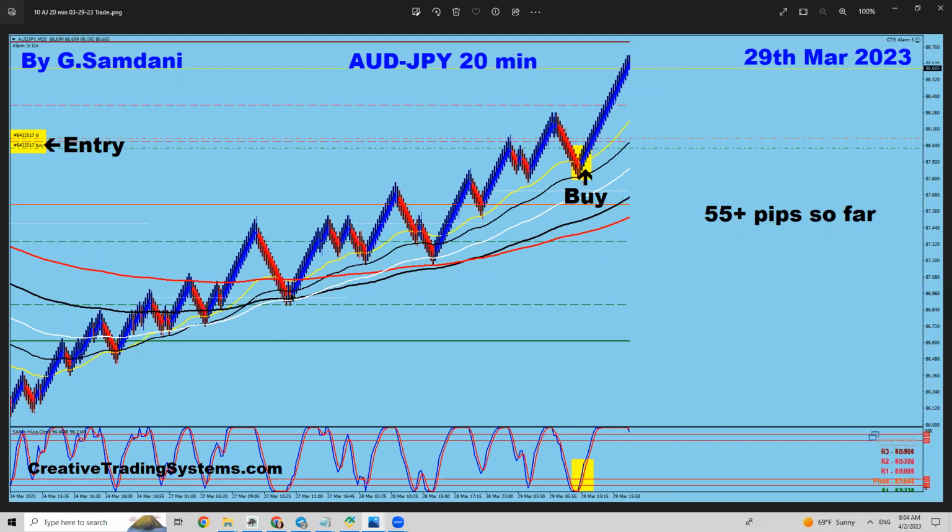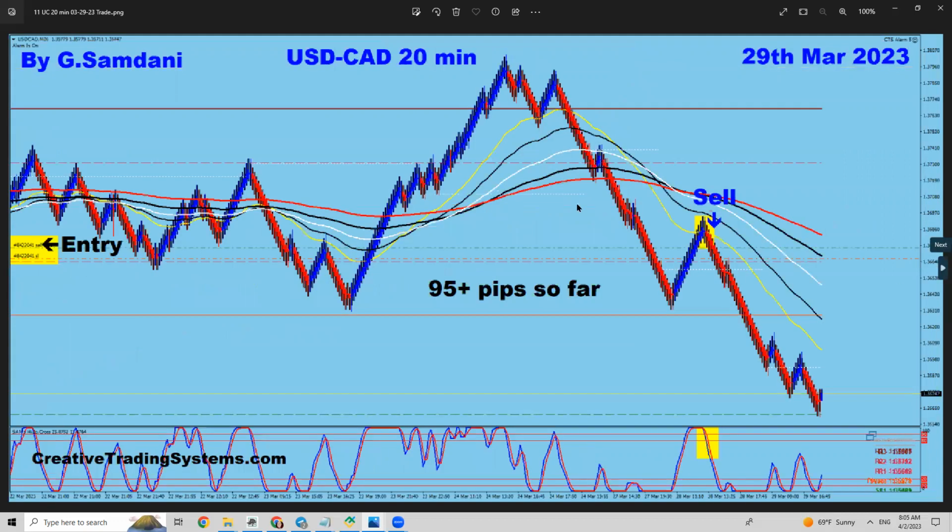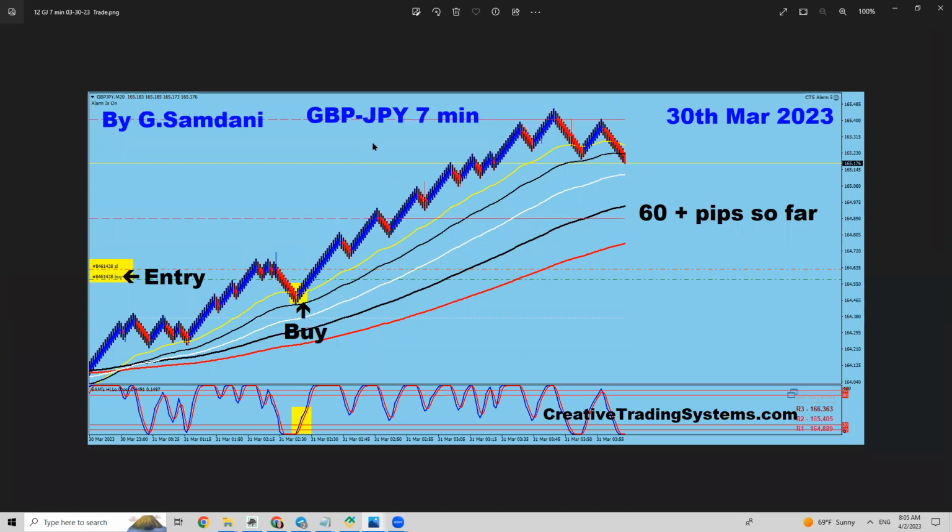But look at the entries. This one, not this one, proper entry, but this is the proper entry. This one, beautiful entries all over the place. USD CAD dropping, boom, entry and down on the 29th for 95 pip. And then pound yen from the 7-minute chart, I got this 60 pip. So sometimes I take the entries from the 7-minute chart as well.